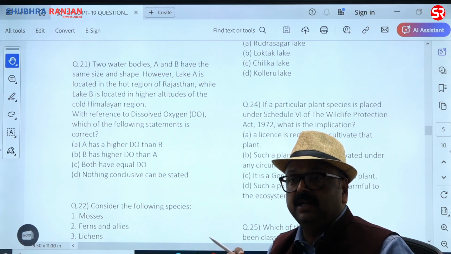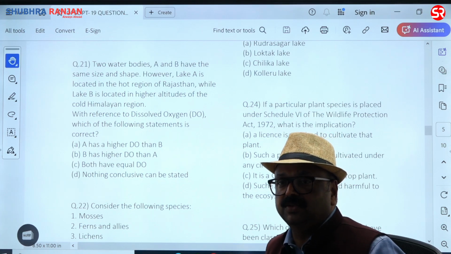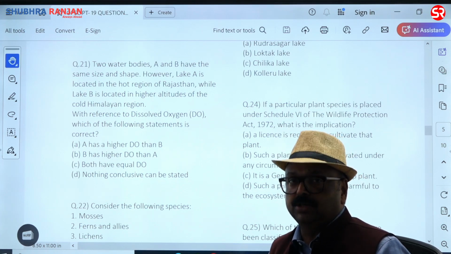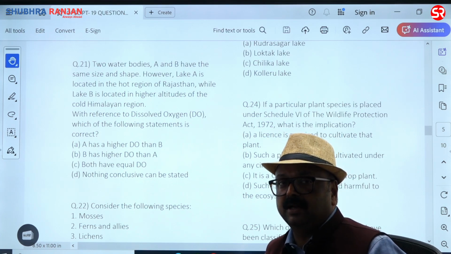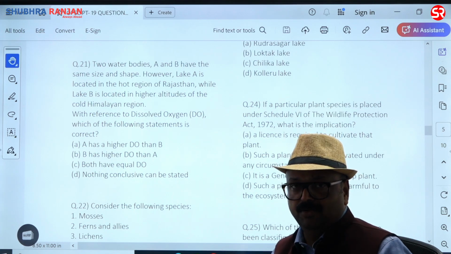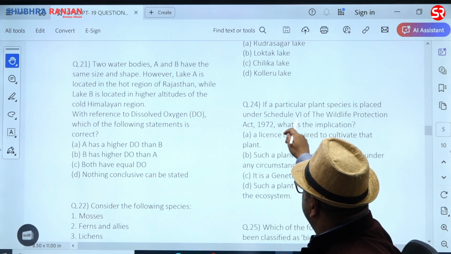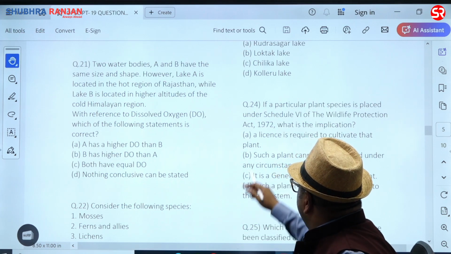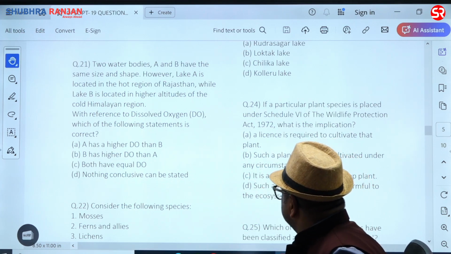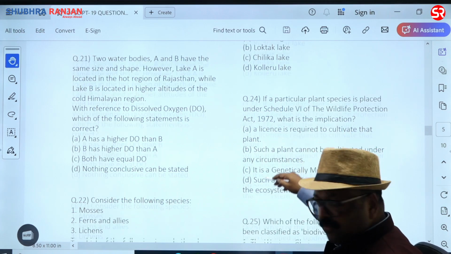If these varieties are going to be contaminated by horizontal gene transfer, certainly we are going to lose them. That's why a few species like red vanda, blue vanda, and many other plants have been kept in Schedule 6 of the Wildlife Protection Act, and we require a license and prior permission to grow or cultivate these plants. So answer 24 is A.